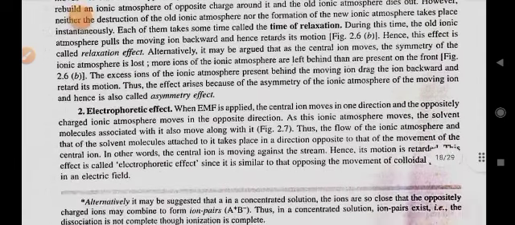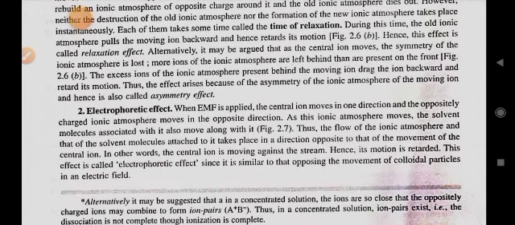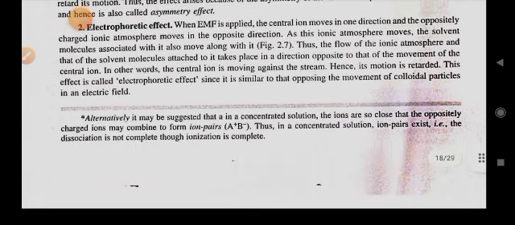Alternatively, it may be argued that as the central ion moves, the symmetry of the ionic atmosphere is lost. More ions of the ionic atmosphere are left behind than are present in the front. The excess of the ionic atmosphere present behind the moving ion drags the ion backward and retards its motion. Thus, the effect arises because of the asymmetry of the ionic atmosphere of the moving ion, and is called asymmetry effect.